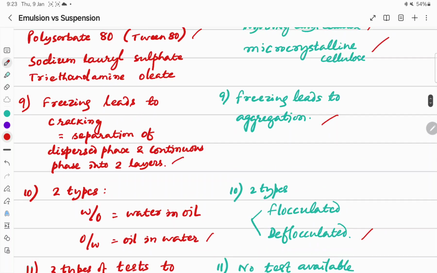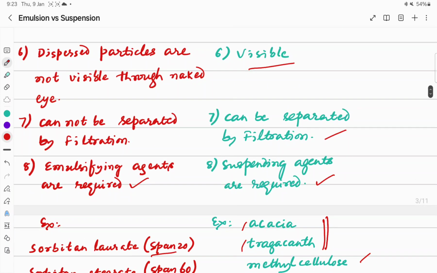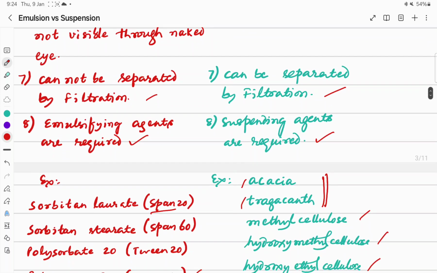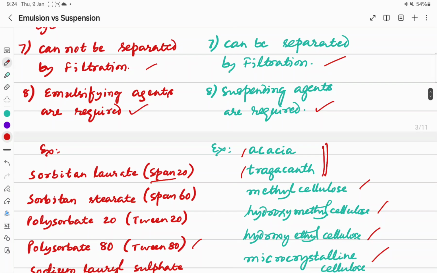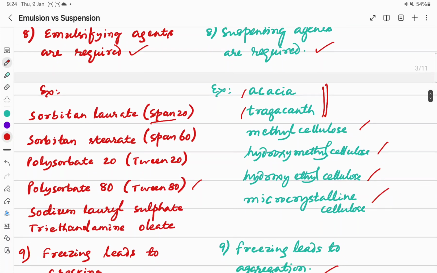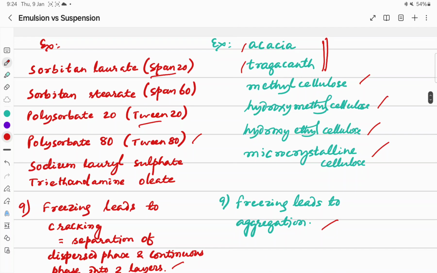Then the emulsion cannot be separated by filtration, whereas suspension can be separated by filtration. We need emulsifying agents to prepare emulsions, whereas we need suspending agents to prepare suspension. Some of the examples of emulsifying agents are span and tween. Span 20 is sorbitan laurate, span 60 is sorbitan stearate, tween 20 is polysorbate 20, tween 80 is polysorbate 80. Then sodium lauryl sulfate, triethanolamine oleate. These are some of the examples of emulsifying agents.